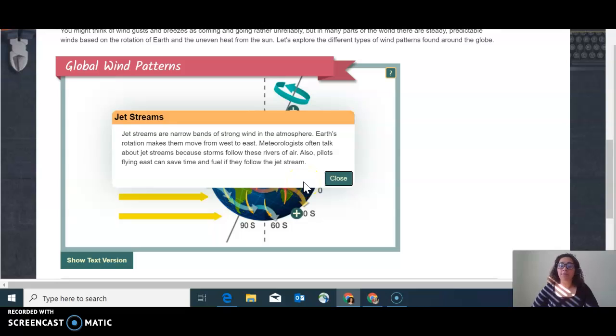All around the Earth, there are something called jet streams. These are narrow bands of strong winds that happen throughout the Earth. They move with the Earth's rotation, moving west to east. Meteorologists will also talk about them because storms follow these jet streams. Also, when pilots move from one coast to another, east to west, they are able to save time and fuel if they're able to get into a jet stream.